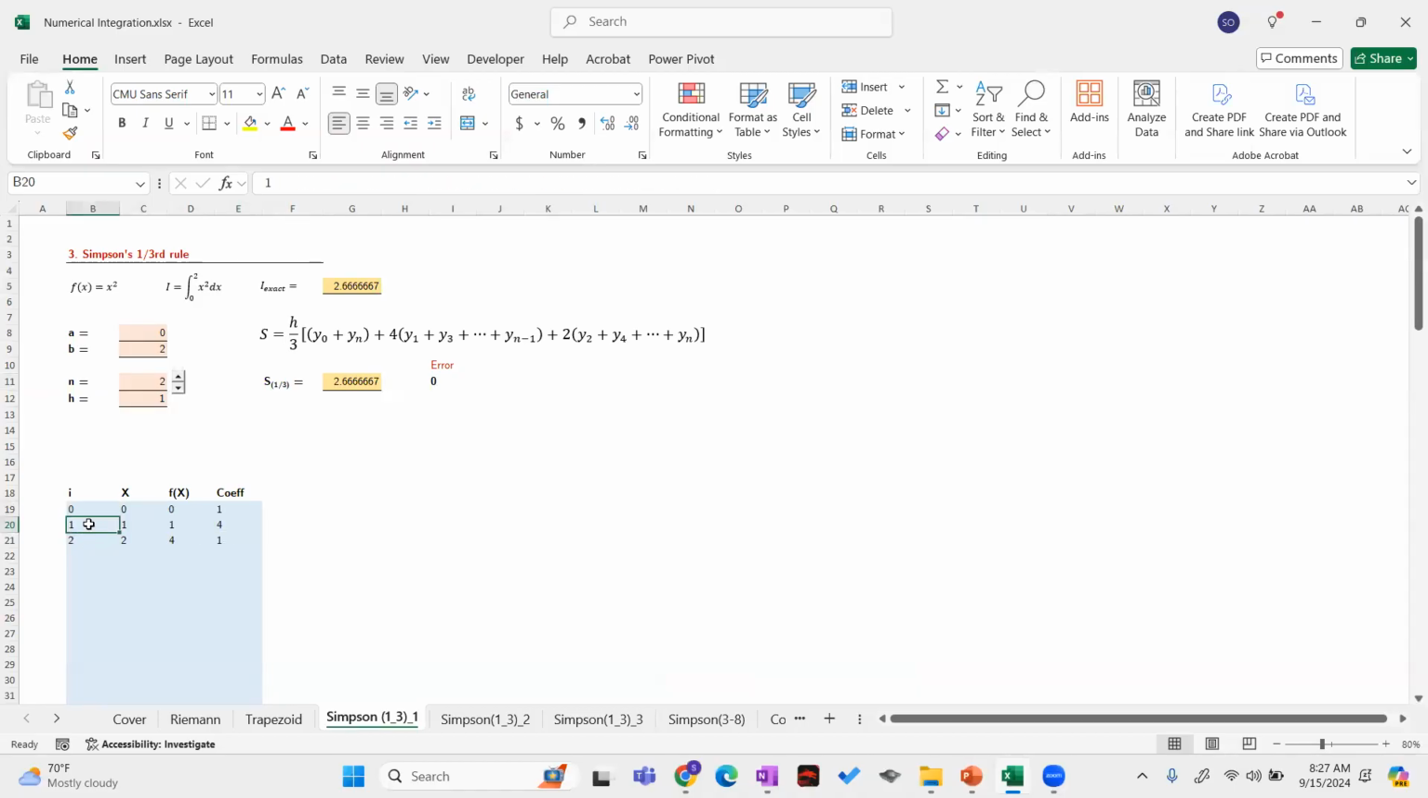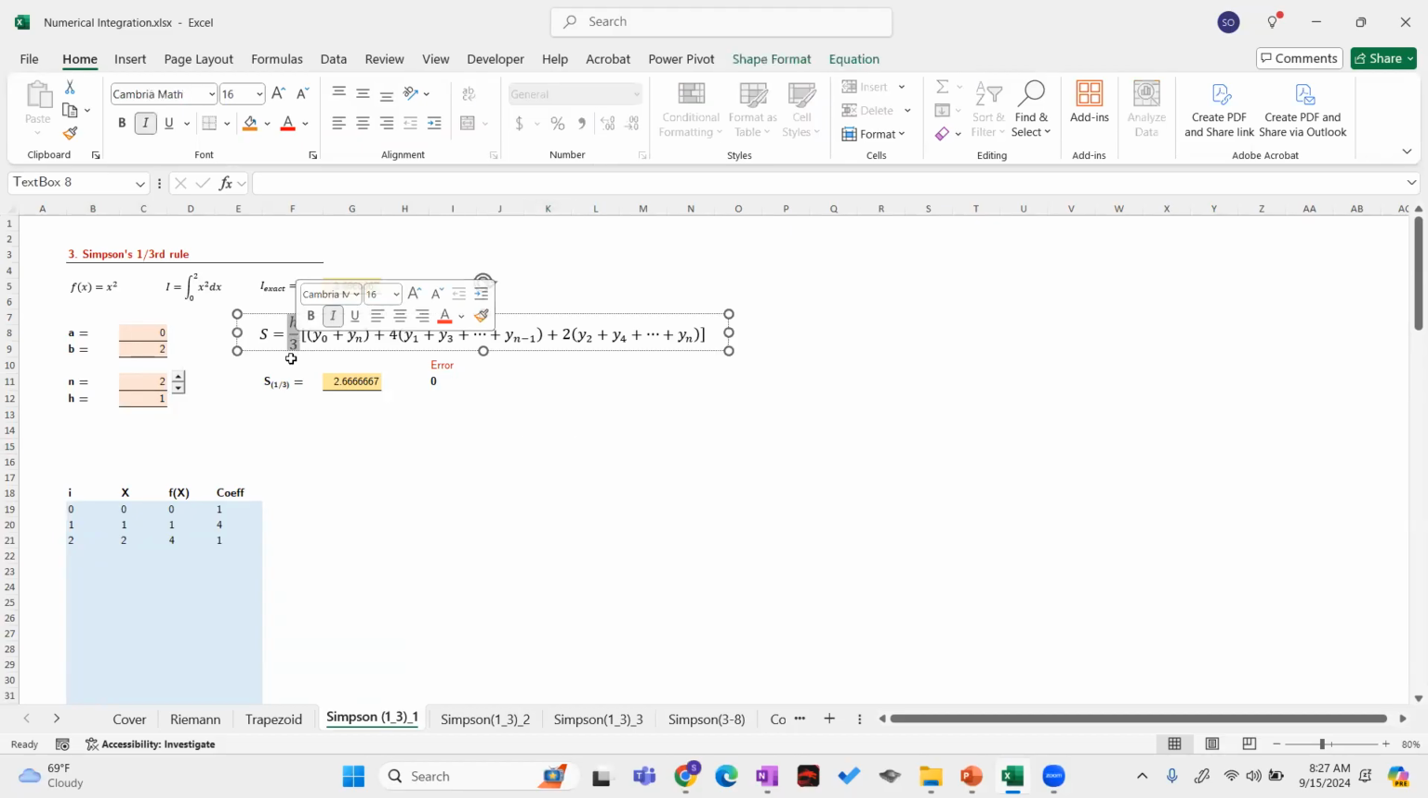If it is an odd position, so this is y1, that belongs to the odd group and it has a coefficient of 4. Since there is nothing else, I stop here. But if there are even places, all the even places will receive a weight of 2. All the odd places will receive a weight of 4. And then you do a sum product, essentially the coefficient times the y's. So you get the stuff in the bracket, right? Times h by 3 at the end will give you the summation.